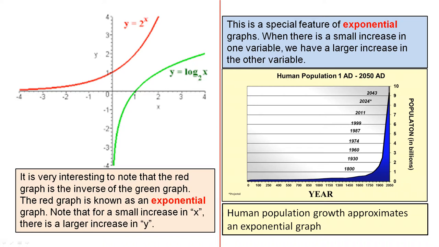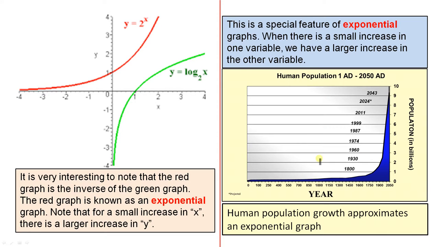It is very interesting to note that the red graph is the inverse of the green graph. The red graph is known as an exponential graph. Note that for a small increase in x, there is a larger increase in y. This is a special feature of exponential graphs. When there is a small increase in one variable, we have a larger increase in the other variable.